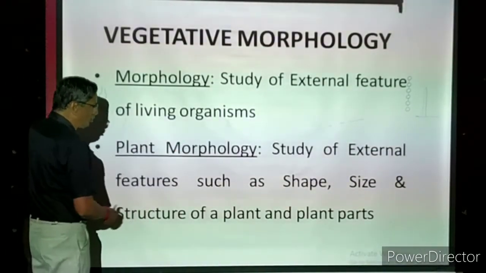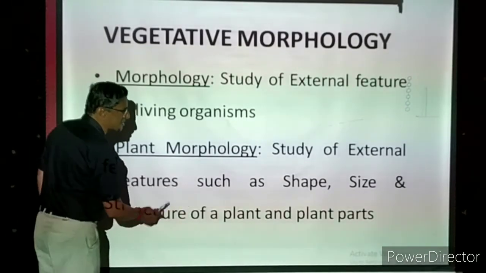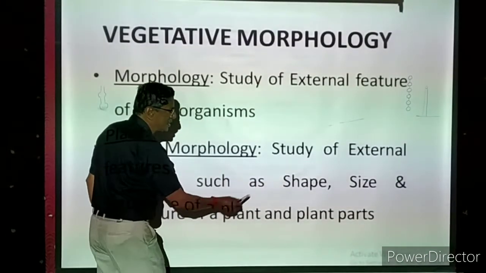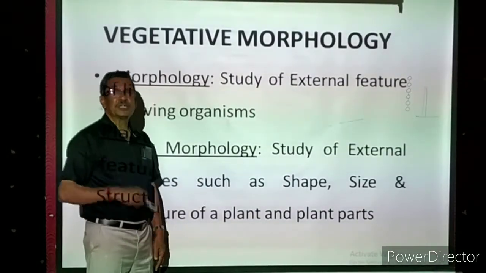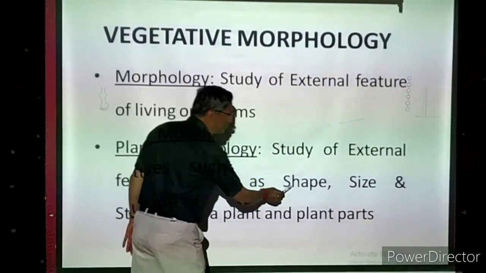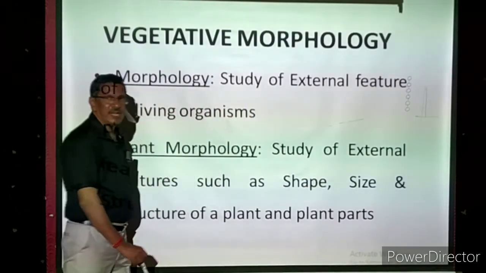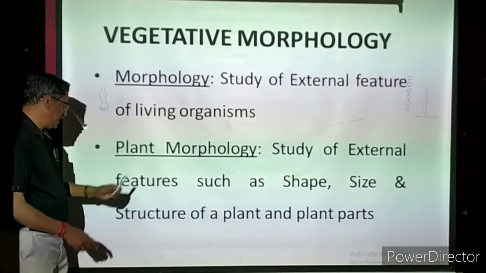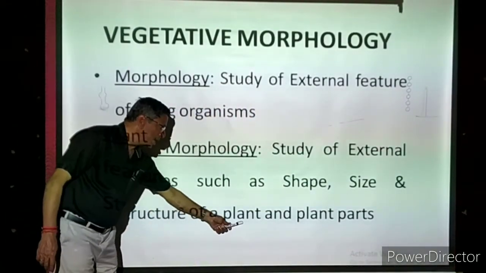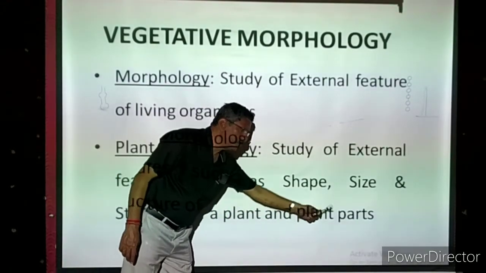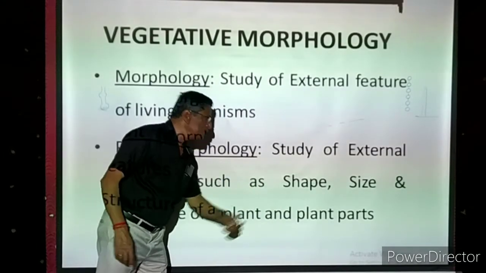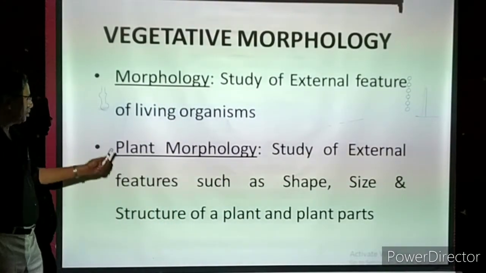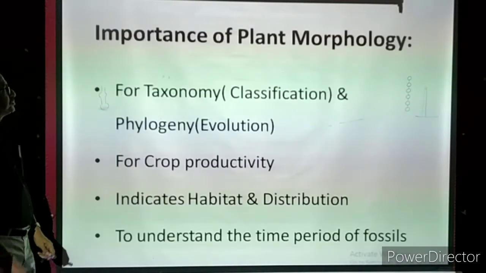It is a study of external features. What are the external features we have to study? The shape of the leaf, the shape of the stem, the shape of the branches, everything, shape. Size of the leaf, size of the plant, everything, size. And the structure of a plant and plant parts. The whole plant we have to study, and also the parts of a plant we have to study. That is actually called plant morphology.